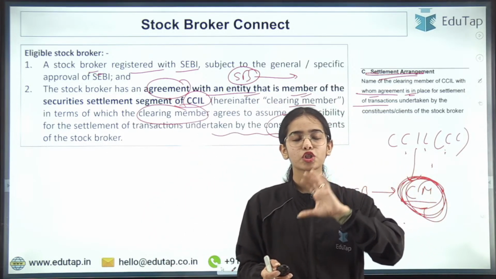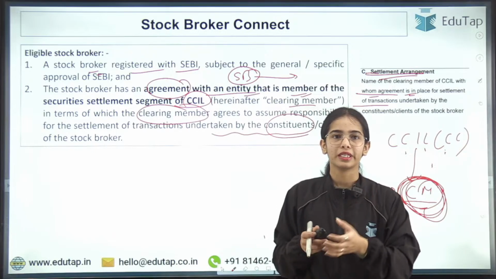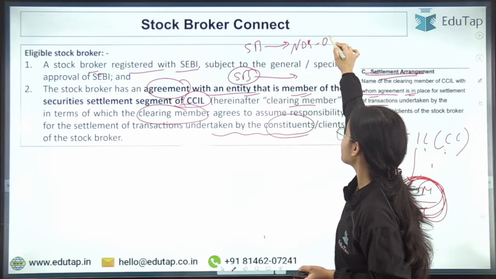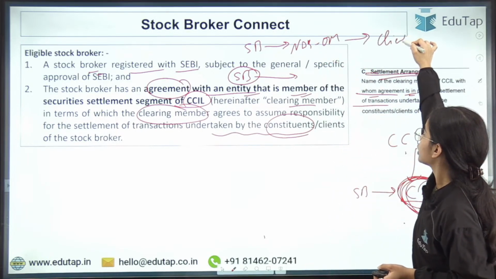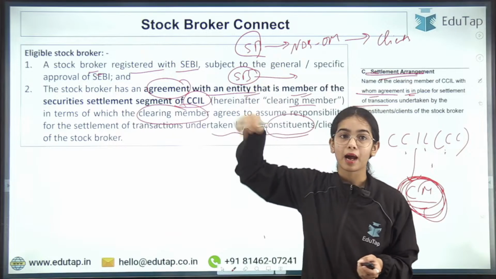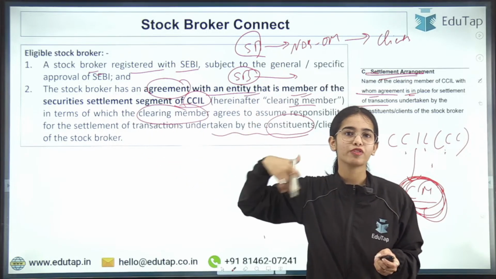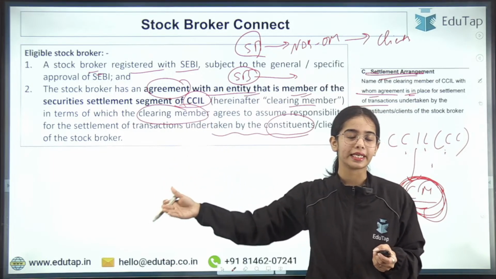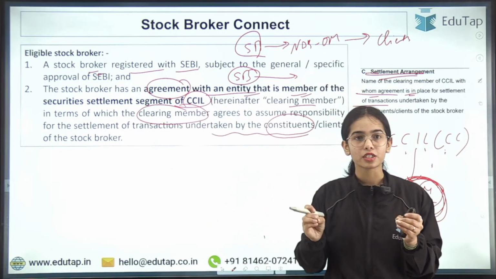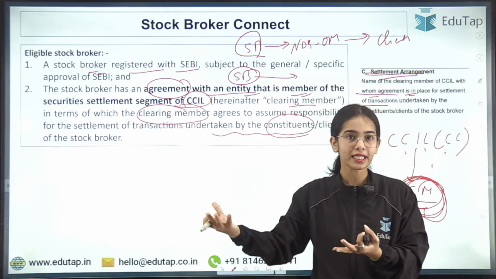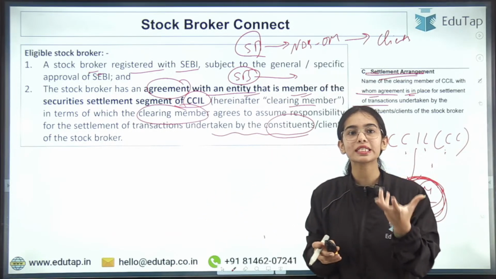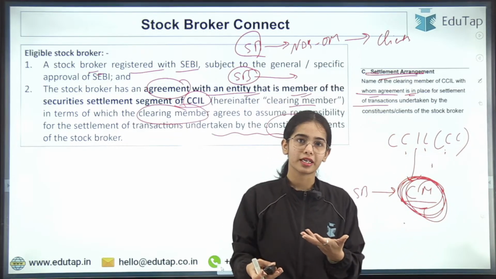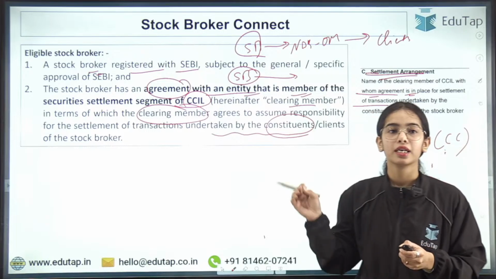So if the stockbrokers want to access the NDS-OM for their clients, so that their clients can have access to the NDS-OM platform, the stockbroker has to send an application to the Reserve Bank of India. When the stockbrokers are sending the application to the RBI, they have to show this settlement arrangement, that with this particular clearing member we have made an arrangement, we have made an agreement, okay? So this is the idea.